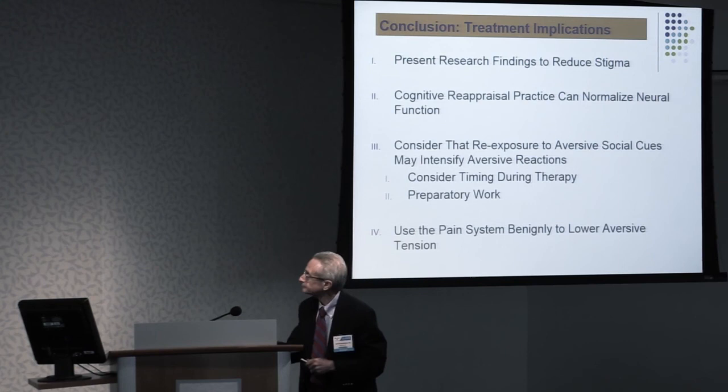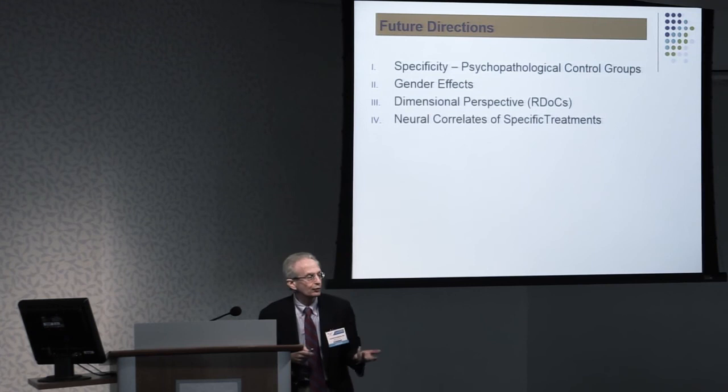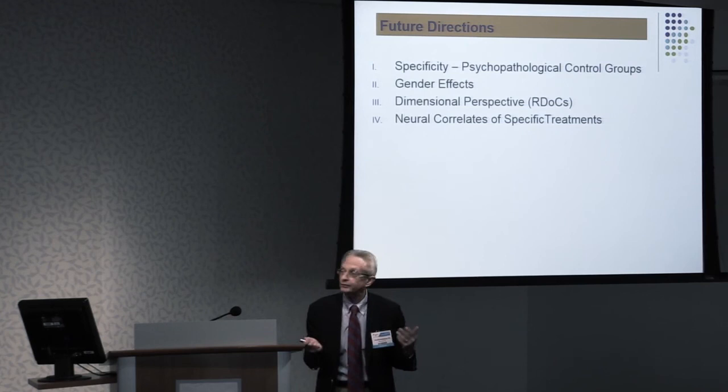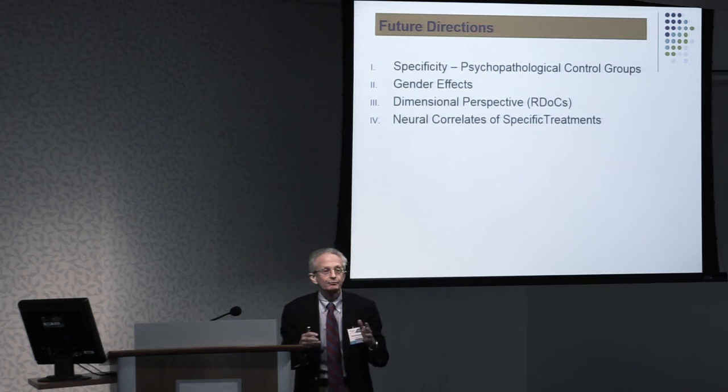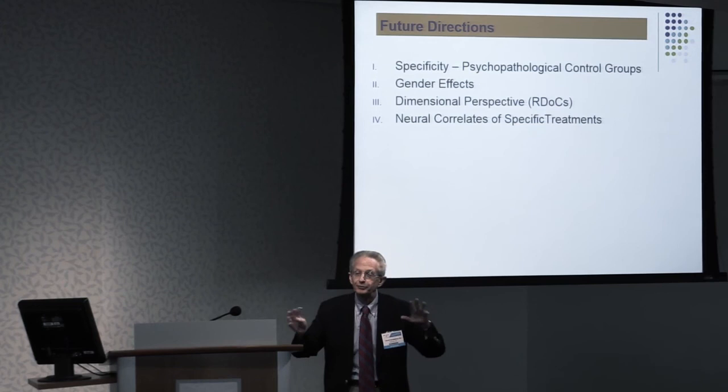So what are some directions to go from here? Well, one is the specificity question. Many of these studies have compared borderline patients to healthy controls, but not to other psychopathological groups, to other personality disorder groups. So much more work should be done using psychopathological control groups. Gender effects haven't been well studied. Many of the studies just look at female borderline patients, and other studies look at males and females, but the sample sizes usually aren't big enough to separate out the gender effect. So more should be done with that.